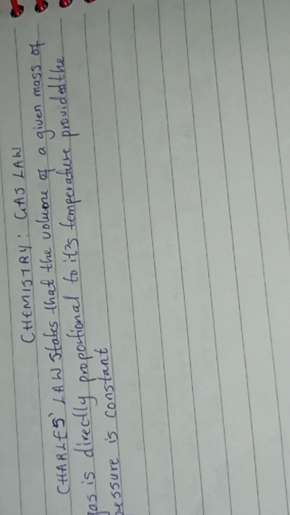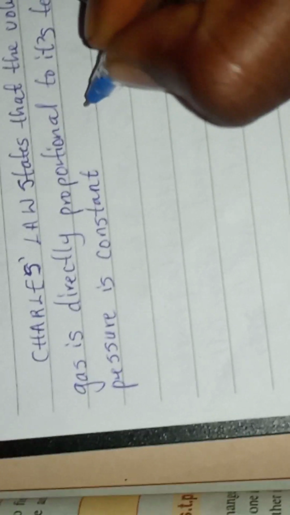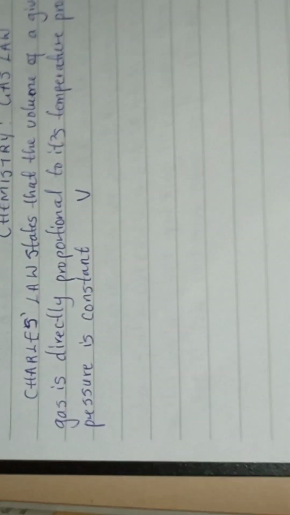Provided the pressure is constant. So from this, how do we understand it? Calm down, breathe very well, then think. The volume of a given mass of gas, meaning V, is what? Directly proportional.